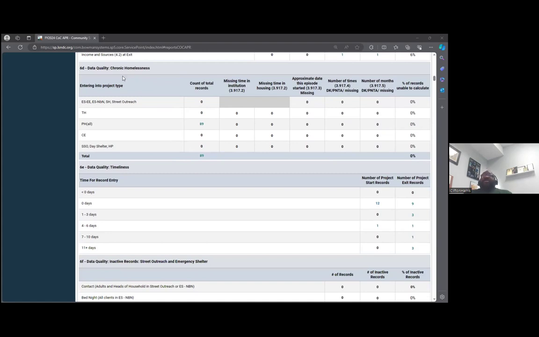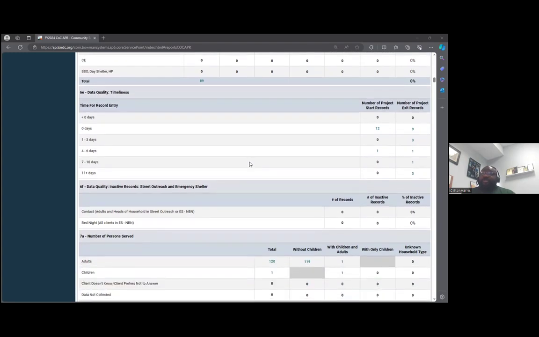6D is chronic homeless data quality, which is all of the questions that determine the chronic homelessness of a client, which is all of that section right below the prior living situation. So the approximate date that this episode of homelessness started, how many months you've been homeless, how many times, that section is included here. So if you have a chronic homeless program, if you don't have all these questions answered, it's probably not going to populate that question correctly because it may be missing some information to determine if that person is chronically homeless or not. So this should be zero or close to it.